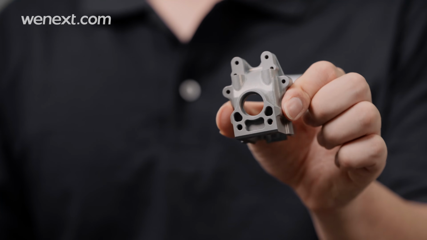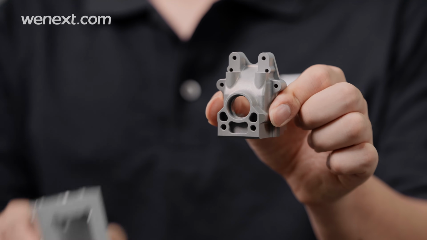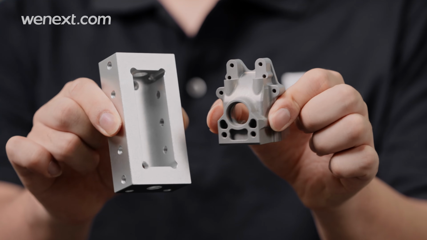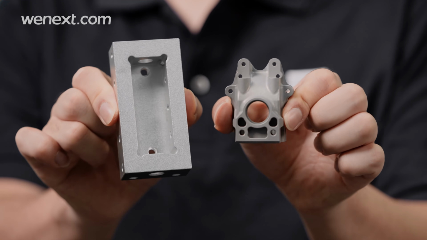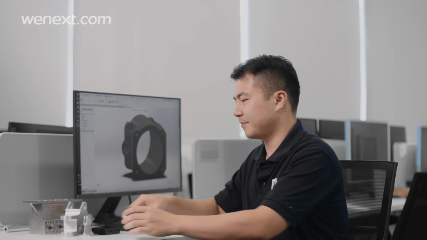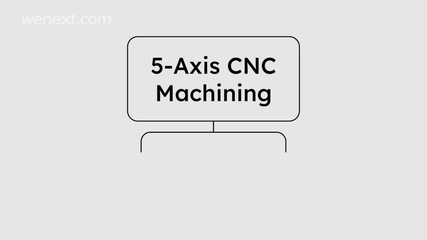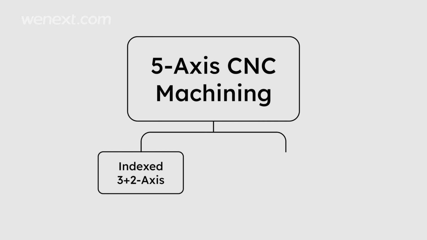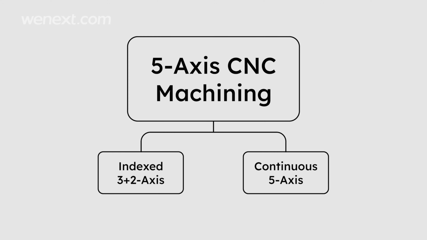Let's take a look at this workpiece. Compared with the 3 and 3+1 axis machined parts we mentioned above, this workpiece has more complex geometries. It is machined by 5-axis. 5-axis implies that 5 sides of the workpiece can be automatically machined at one time. Here are 2 main types of 5-axis: indexed 3+2 axis and continuous 5-axis.